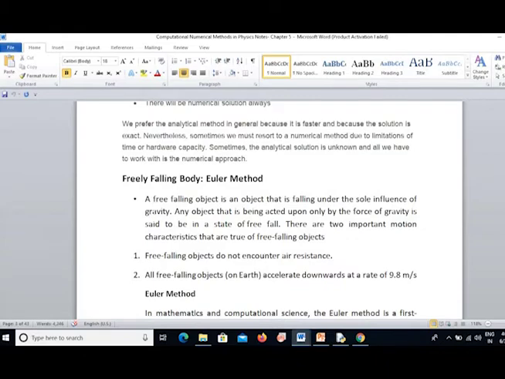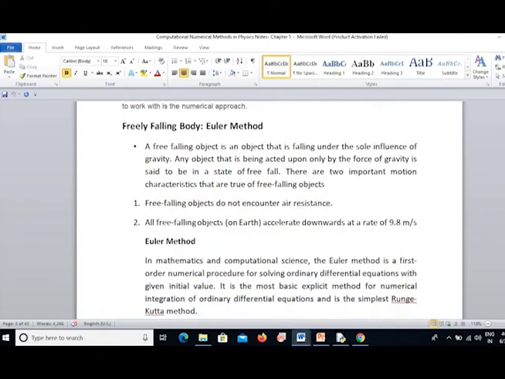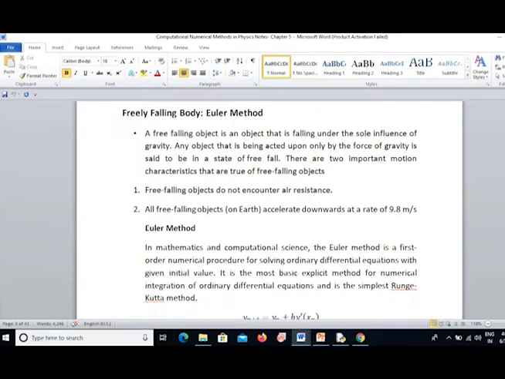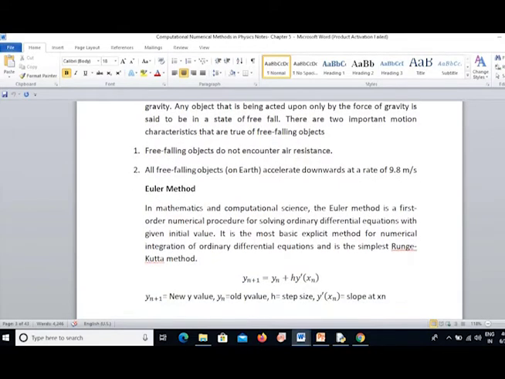Okay. So, it is an ideal case, and the assumption that we are making while discussing the freely falling body is that the freely falling objects do not encounter any air resistance, which is not practically possible. And all freely falling objects on Earth accelerate towards the Earth at a rate of 9.8 meter per second squared. Okay. And so now how are you going to solve a problem of a freely falling body using Euler method?